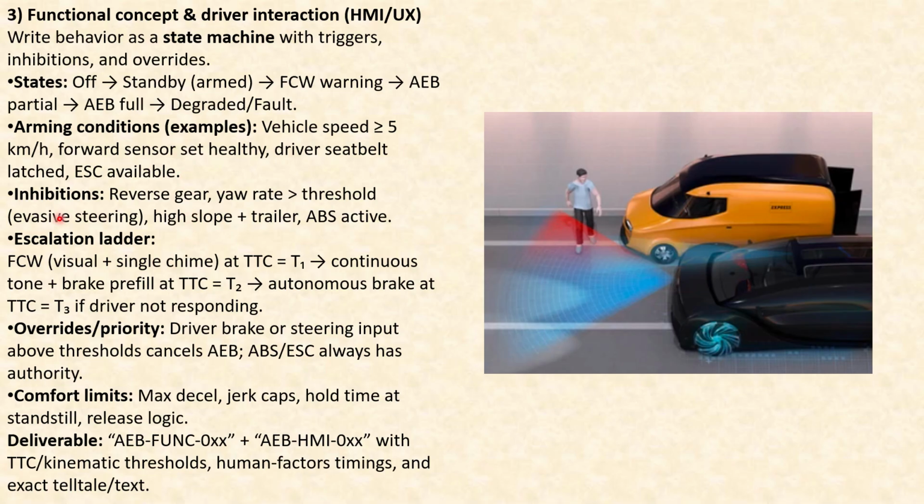All right, and also electronic stability is available. Now, what are the various inhibitions? Whether it is a reverse gear, whether the yaw rate is greater than threshold, high slope, trailer, ABS active. These are all the various inhibitions.